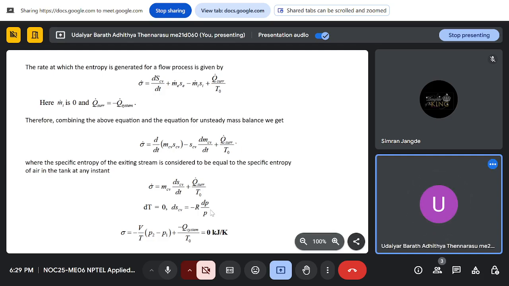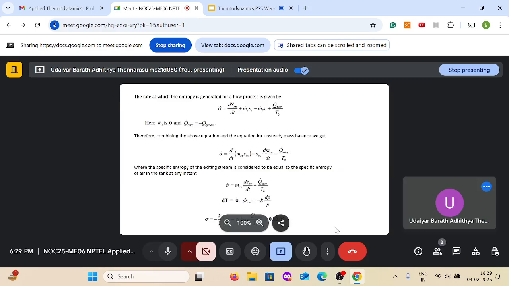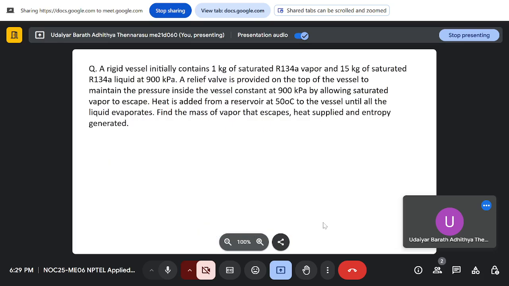So substituting dS_CV by dt as minus R dP by P, I get minus V by T (P2 minus P1) plus minus Q system by T naught, which will come out to be 0 kilojoule per Kelvin. So moving on to the next question.